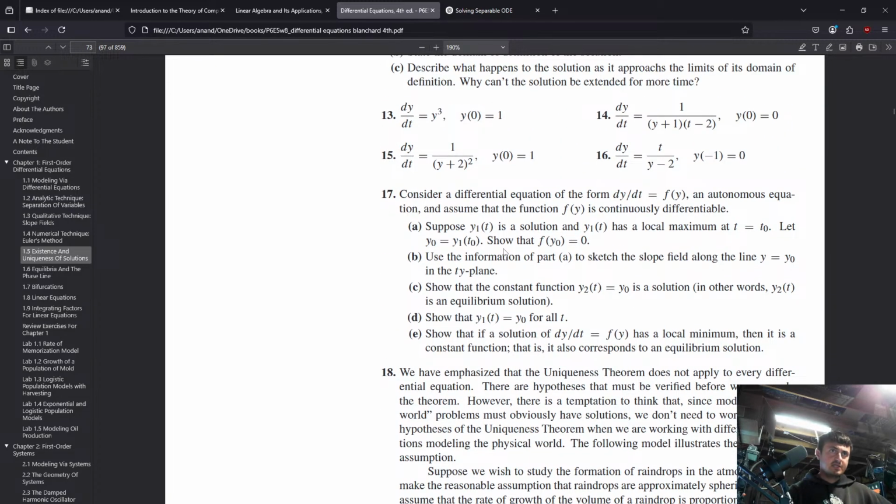All right, 16. Come on. I'm not going to mess this one up. dy dt is equal to t over y minus 2. Okay? Pretty simple. So I'm going to multiply y minus 2 on both sides. I'm going to get y minus 2 times dy is equal to t dt. All right, so this one's like the easy case. I usually like integrals like this.